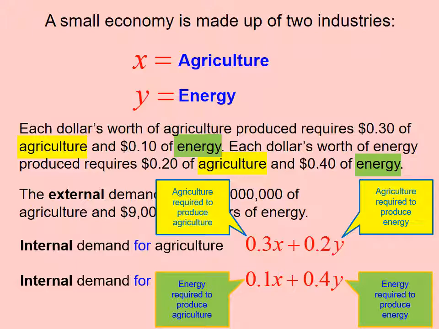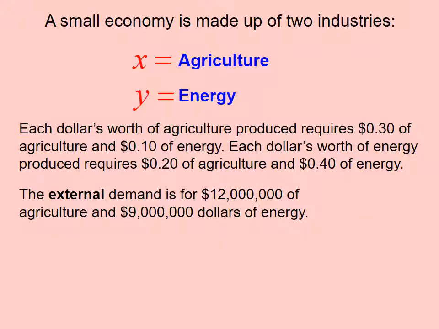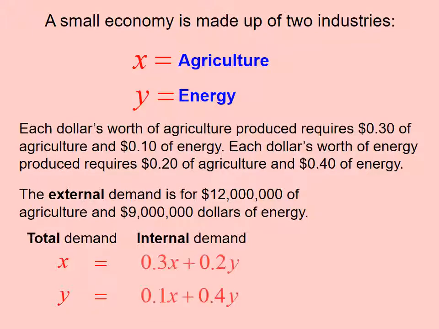Now we can write this into a system of equations like this. The total demand, that's the X and the Y, is the internal demand, that's the equations that we just came up with, plus the external demand. Now for the external demand, we'll just use a 12 for the 12 million and a 9 for the 9 million and assume that we remember we're talking about millions. Now, like we did in the last section, we can write this as matrices.